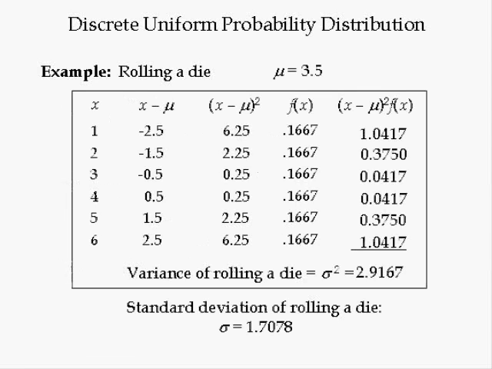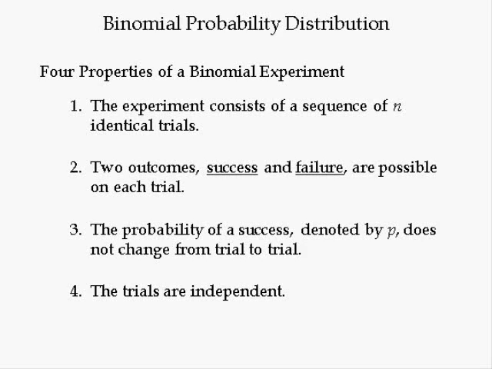The standard deviation is just the positive square root of the variance. The standard deviation of rolling a die is 1.7078. The binomial probability distribution is a common discrete probability distribution function. Its 4 properties are: number 1, the experiment consists of a sequence of n identical trials.